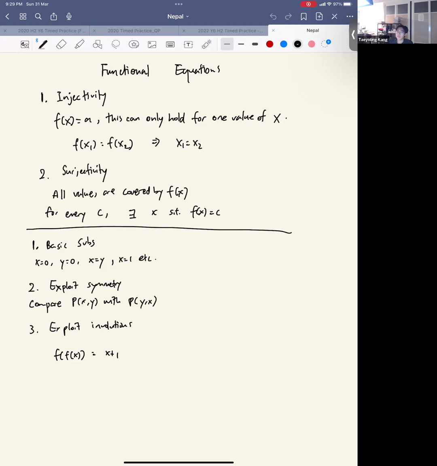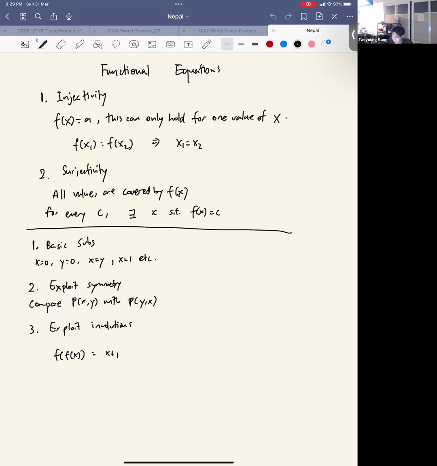Other than that, there are just three steps that you should take when you're doing functional equations. The first one is carrying out your basic substitutions, for example x equals 0, y equals 0, x equals y, x equals 1, etc. The second step is to try and exploit symmetry that you find.